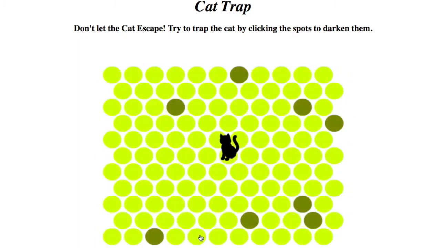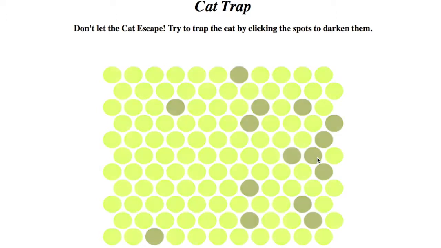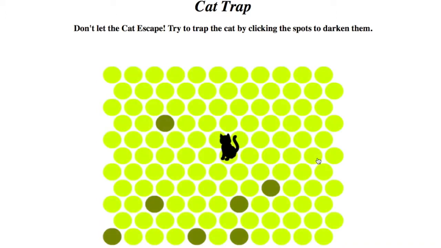Let's try another round. We put the barriers 1 grid away from the cat. See if it's enough to trap the cat. We can see that there are still too many directions available for the cat to move. Therefore, we need to set the barriers at a longer distance from the cat in the first place.